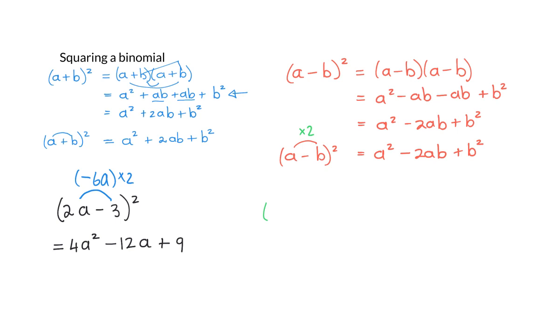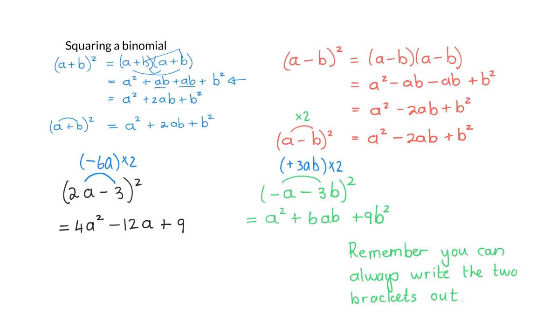Minus a minus 3b in brackets to the power of 2. Minus a times minus a is a to the power of 2. The middle term, minus a times minus 3b is plus 3ab, but then you double the answer, it's 6ab, and minus 3b times minus 3b is plus 9b squared. Remember, you can always write the two brackets out if it's safer for you to do it that way.